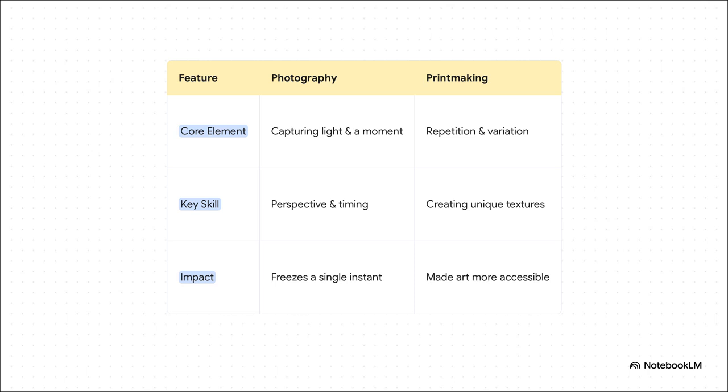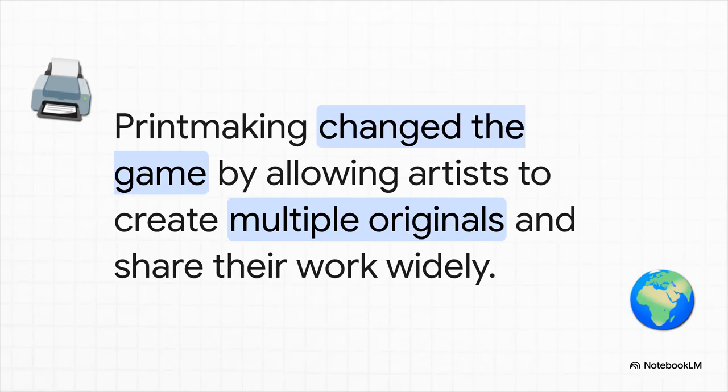The magic there is creating something, like a plate, that you can use to make copies, each one with its own unique textures. And printmaking? Wow, this changed the whole game. Before stuff like etching and screen printing, a piece of art was a one-of-a-kind thing, super exclusive, but suddenly artists could create multiple originals. This made art way more accessible, sure, but it also turned it into a powerhouse for sharing ideas. Think political posters, flyers. It meant art could be part of a movement. It completely changed how widely an idea could spread.